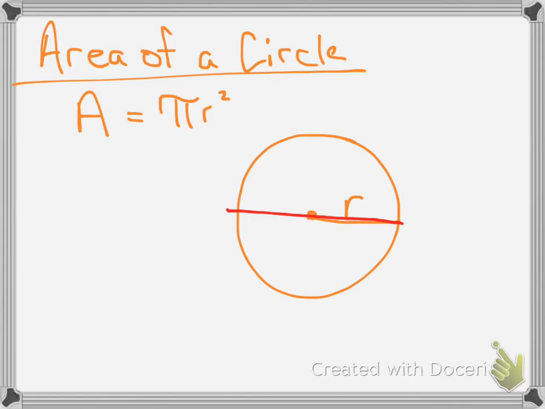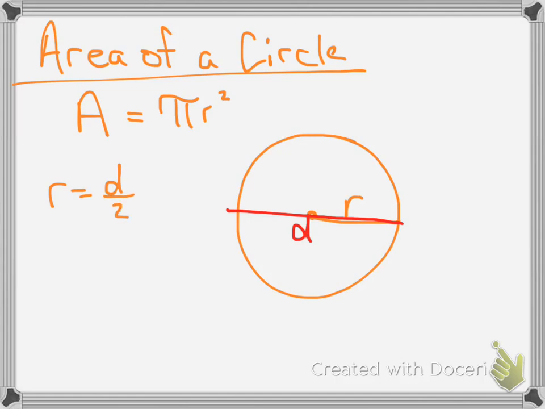Now, do not be confused when you have diameter, and remember that diameter, which goes all the way across from one point of the edge of a circle to the other point through the center, is always double the radius, or the radius is half the diameter.